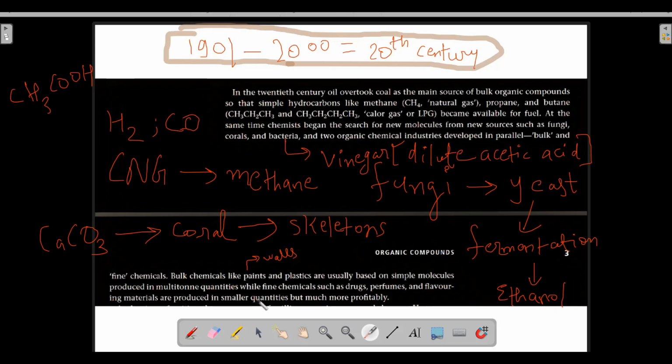The profit involved in these fine chemicals is high, because while manufacturing drugs there will be some patent of the drug or something like that. Purity is very important in drugs, perfumes and flavoring substances, and as purity is important, their cost is high because skill is needed to make them. When skill is needed, you have to increase the price, so profitability increases. The fine chemical industry is more profitable as compared to the bulk chemical industry. They are produced in smaller quantities but much more profitably.